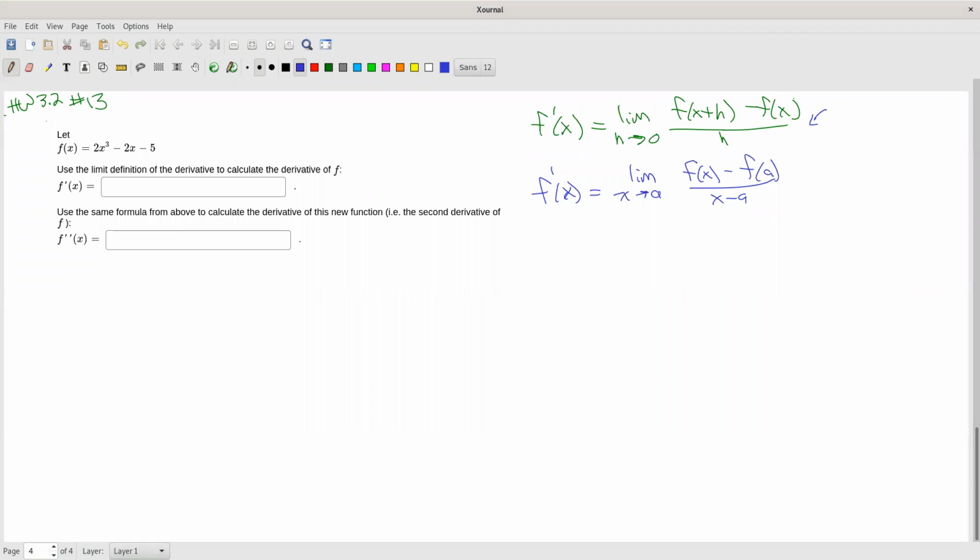So I am going to use the h going to 0 version to do this, but there's also this alternate version, and you never know which is easier, so try both. But I'm going to go for this one. And when I do this one, I recommend we do a 3-step process.